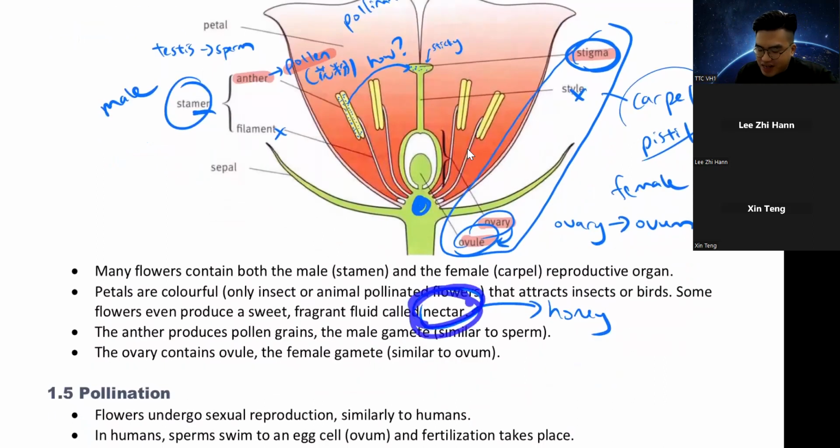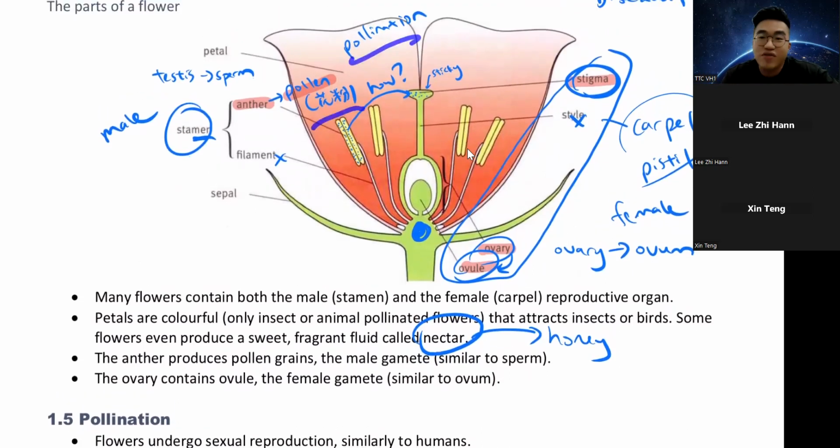Okay, so this nectar is to attract insects, attract bees. It's like an exchange. I give you something sweet, you help me pollinate, you help me spread the pollen. You help me, I help you, we trade. I give you nectar, you help me spread pollen.